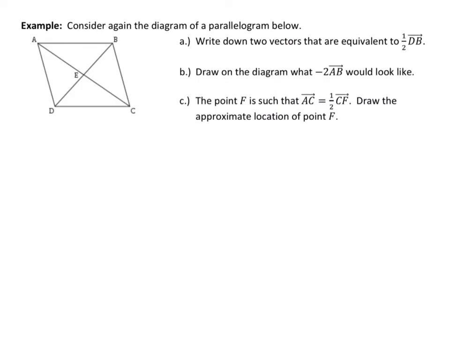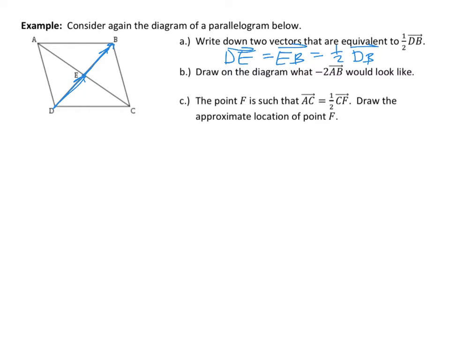I mentioned earlier in the video that we were going to be using this parallelogram a lot, so here it is again. I'd really like you to try this one as much as you can on your own, and then let's check in together. So part A, write down two vectors that are equivalent to a half dB. Well, let's see here. dB is here, so a half of that feels like it could be dE or EB. So great, dE and EB are both the exact same thing as a half dB. They're both half the length of this thing.